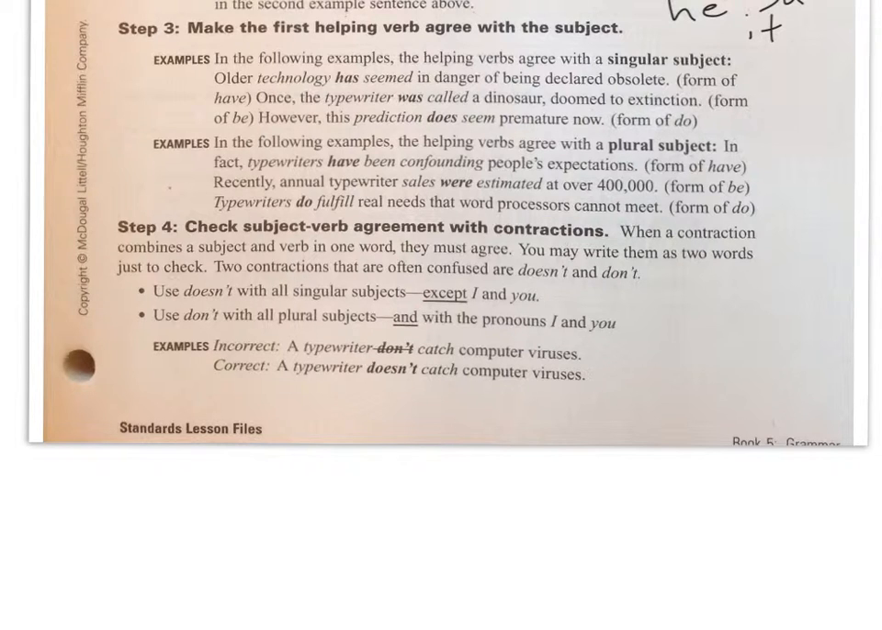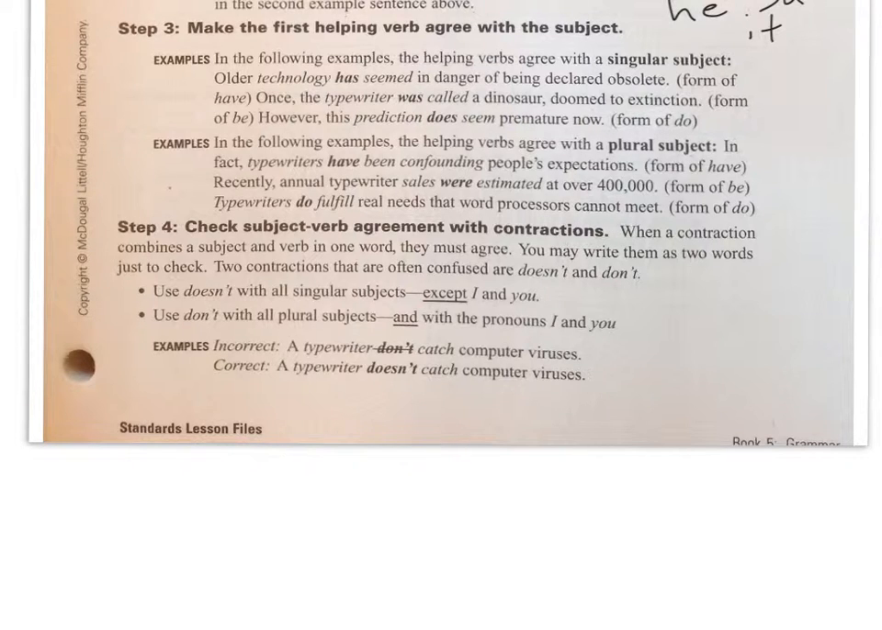2 contractions are often confused, doesn't and don't. Use doesn't with singular subjects, okay, except for I and you. Just think of it this way. I do, you do, he does, she does, it does, they do, we do. Just go back to basic English. Use don't with all plural subjects and with I and you.